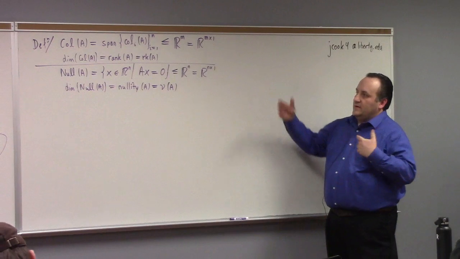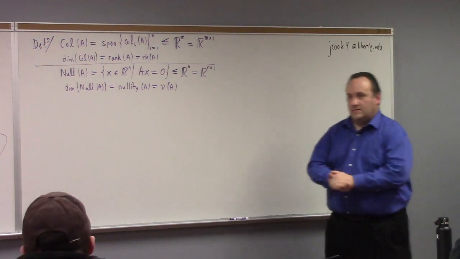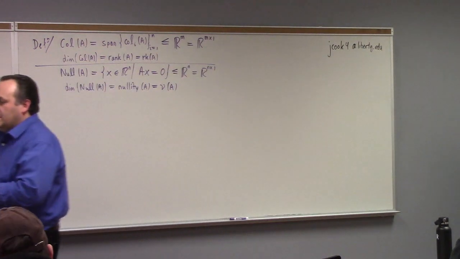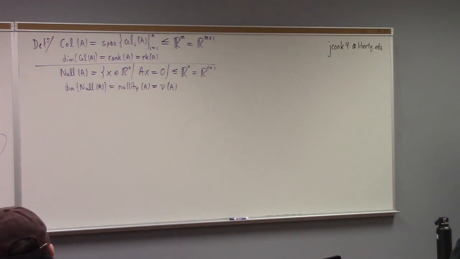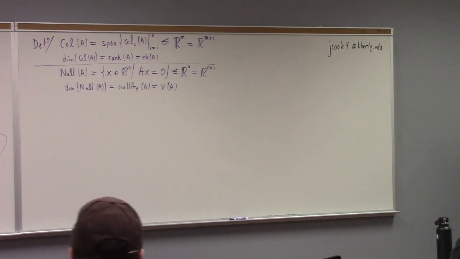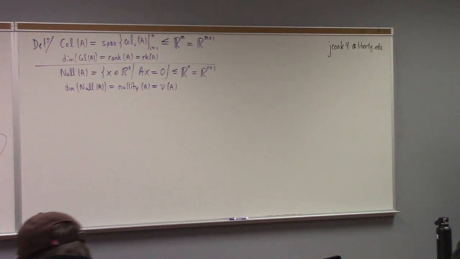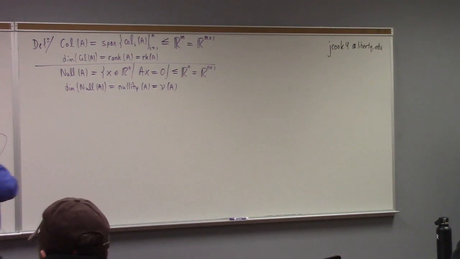All right, so we've got two subspaces, right? The column space of A and the null space of A. Natural question: how do you find the basis for the column space? How do you find the basis for the null space? Let's work on my example 1.